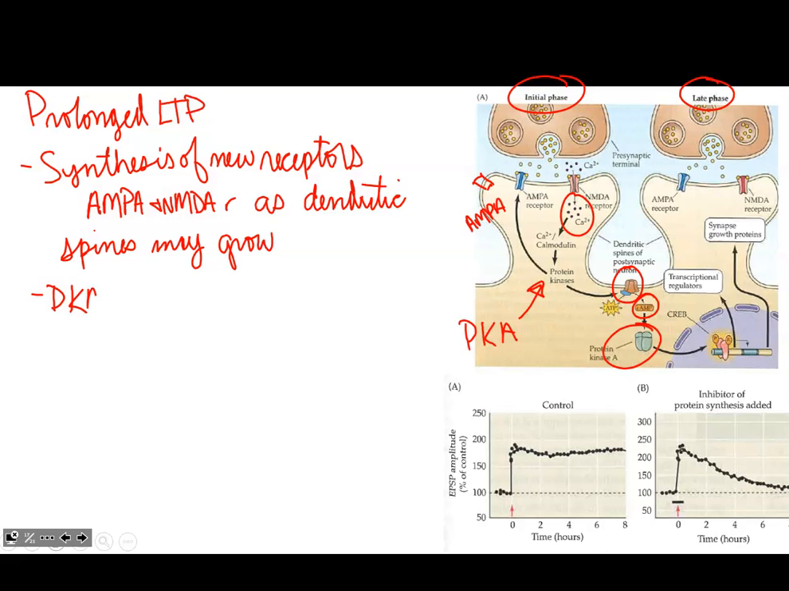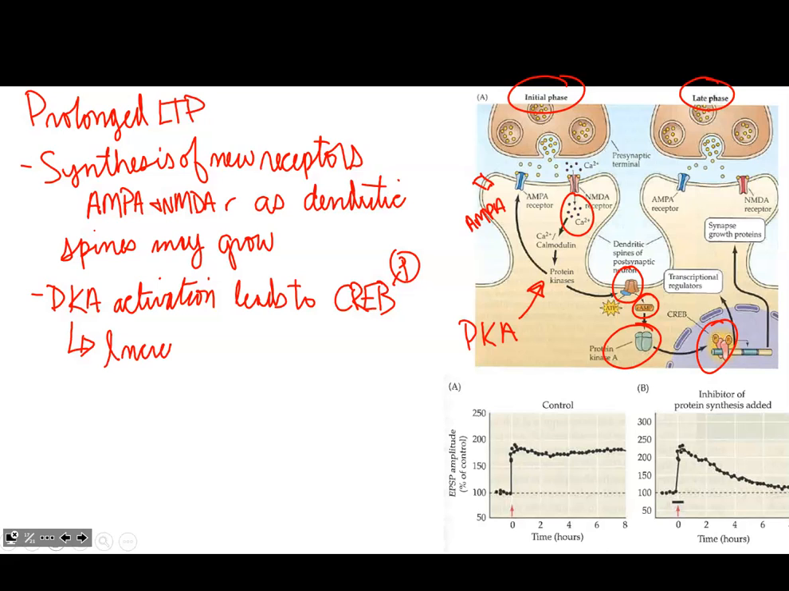So with PKA activation, transcription factors get activated. This leads to CREB, a transcription factor we've talked about before, being phosphorylated. In the diagram here, you can see that we've got the transcription factor CREB that's been phosphorylated as pCREB, or phosphorylated CREB. And this increases a whole bunch of proteins' expression.